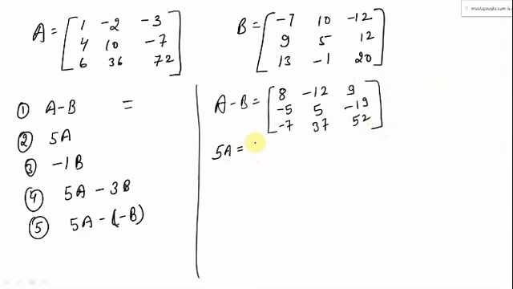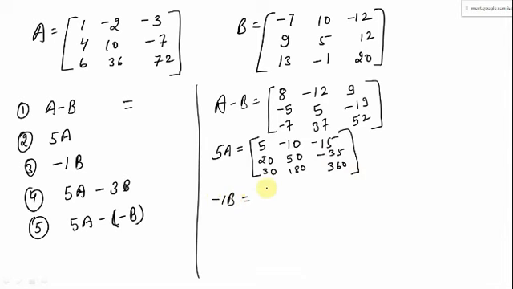Ratrika, what is the answer for 5A? So 5, minus 10, minus 15, 20, 50, minus 35, 30, 180, 360. Okay. Is it the same for everyone? Yes, sir.